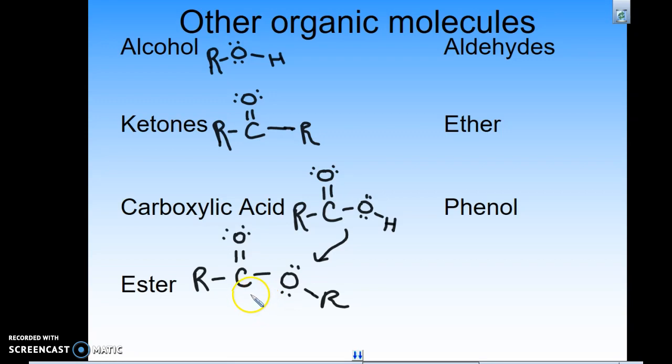Wintergreen, cinnamon, rum, lavender, sage, root beer, all of these things are esters. So those are pretty interesting things.